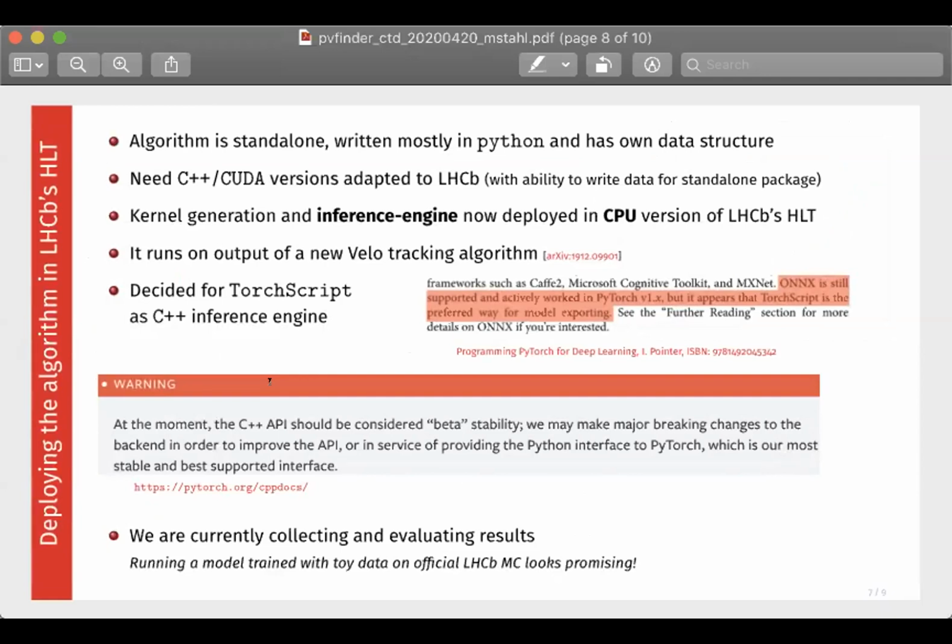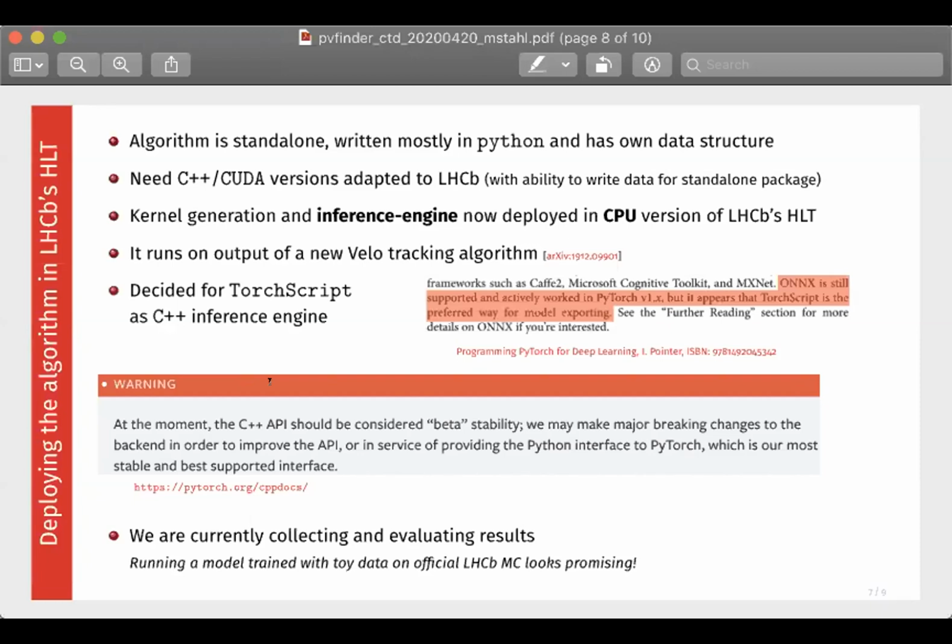A next step that we wanted to take is to deploy this PV finding algorithm into the LHCb software stack. Previously, the algorithm was a standalone thing written in Python, but now we need the C++ or CUDA versions to adapt to the LHCb environment. The kernel generation and the CNN inference engine had to be deployed in the HLT, and we chose to deploy it in the CPU version of the HLT first. It runs on the output of the production velo tracking algorithm.